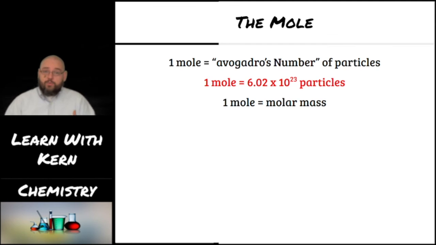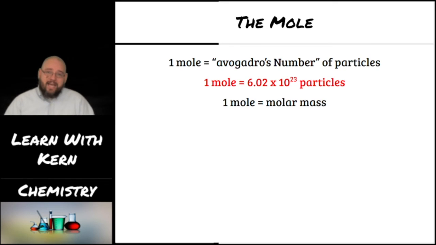1 mole is equal to the molar mass. Now this is going to be a different number for everything. So with Avogadro's number, it doesn't matter what substance we're talking about. Avogadro's number is always the same number. So whether I've got 1 mole of pickles, or 1 mole of copper atoms, 1 mole is 6.02 times 10 to the 23rd particles, no matter what I'm dealing with.